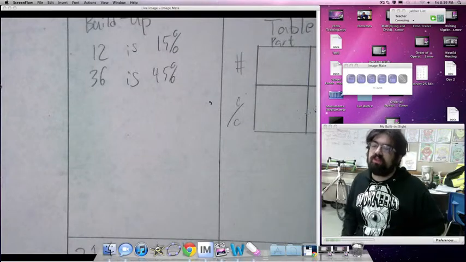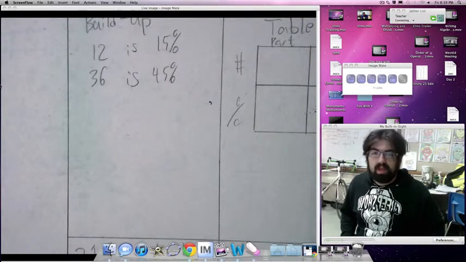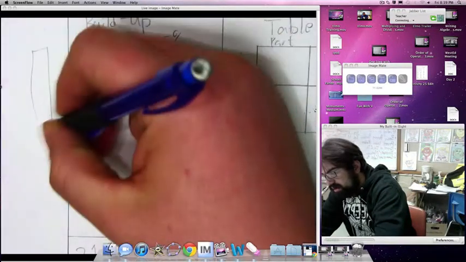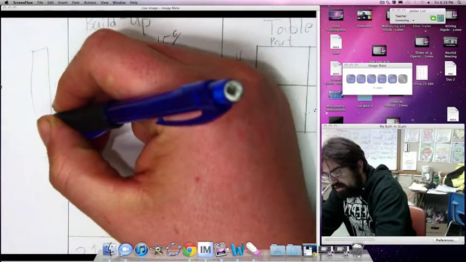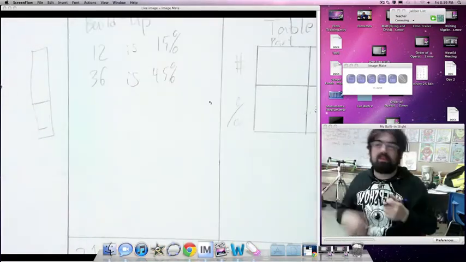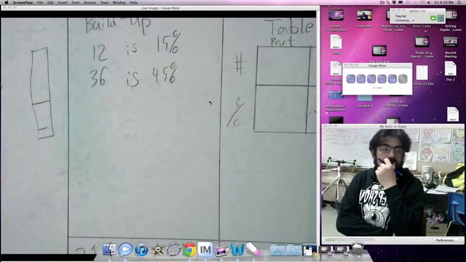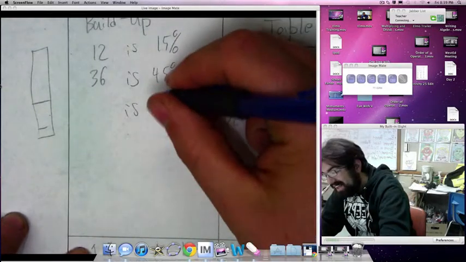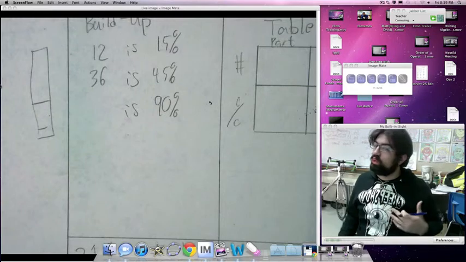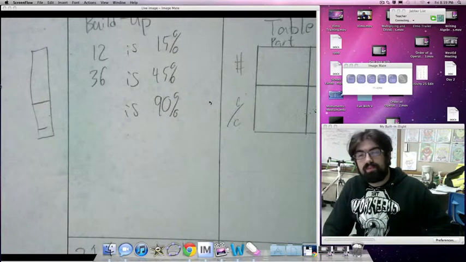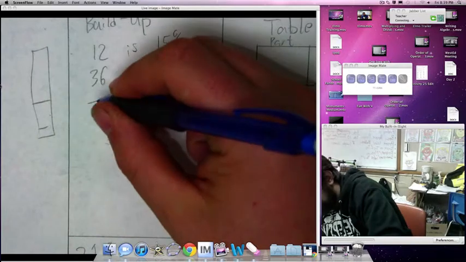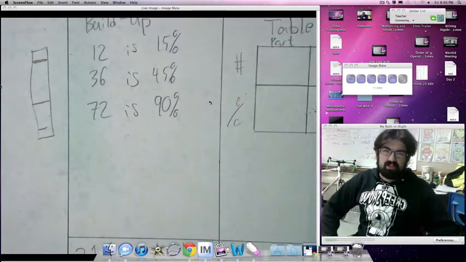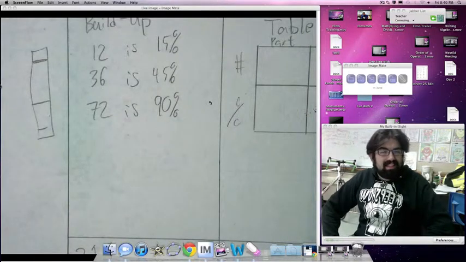Alright, 36 is 45%. Let's think. I'm trying to fill this up to 100, like if I had a little meter gauge right here that was 100. So I was at 15. Now I'm at 45, which is almost half. Well, I can times 45 by 2, can't I? 45 times 2 is 90%. Ooh, that's pretty close. So 36 times 2 is 72. We're almost there. So 72 is 90%. We've got to get that 10%.